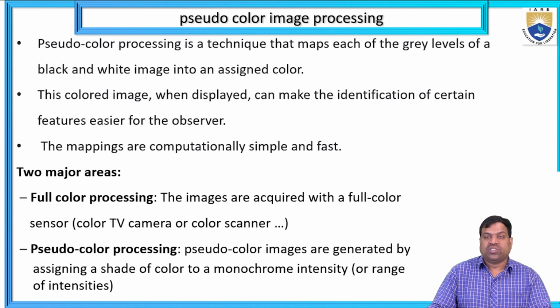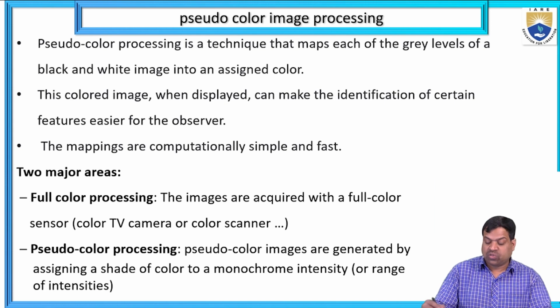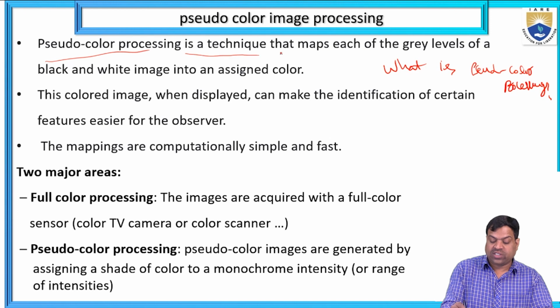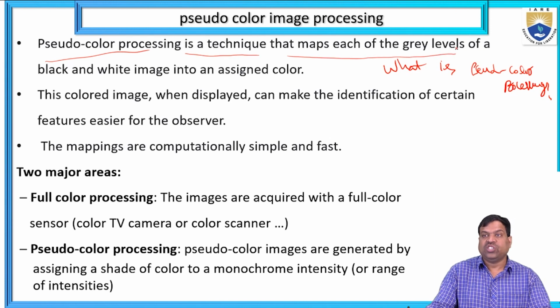Pseudo color processing plays an important role. So what is pseudo color? It is a technique that maps each gray level of a black and white image into an assigned color. This color image, when displayed, can make the identification of certain features easier for the observer. The mappings are computationally simple and fast.